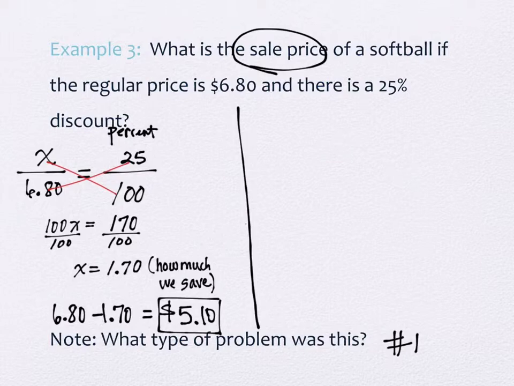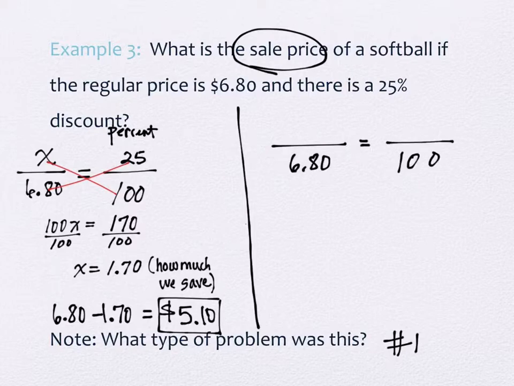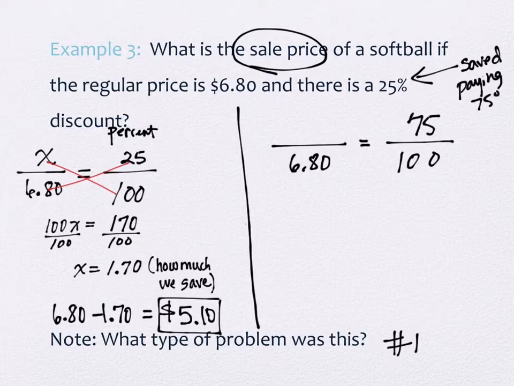So another way to do the problem is that you could set this up. You have that same 680 over here, and the same 100 on bottom. But you could set this up as a 75% on top. So what in the world did I do? I don't mean numerically, obviously I subtracted, but what is the 75% representing? Yeah, so if I'm saving 25%, I'm paying 75%.